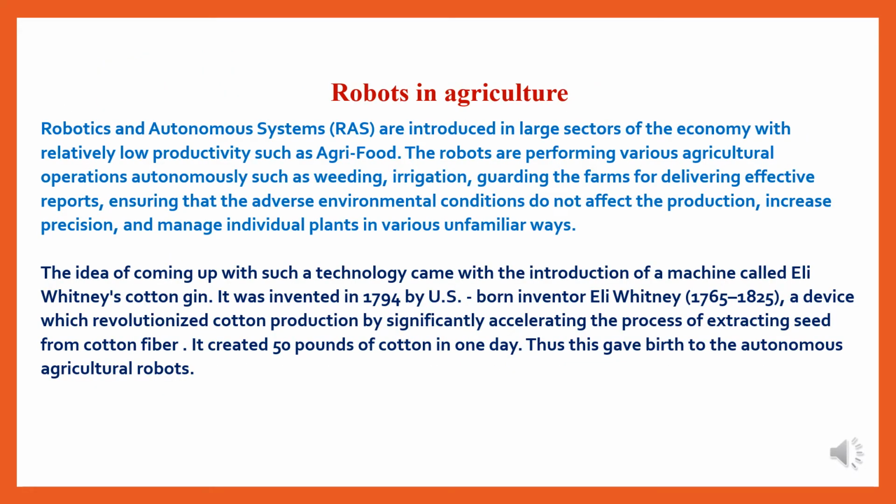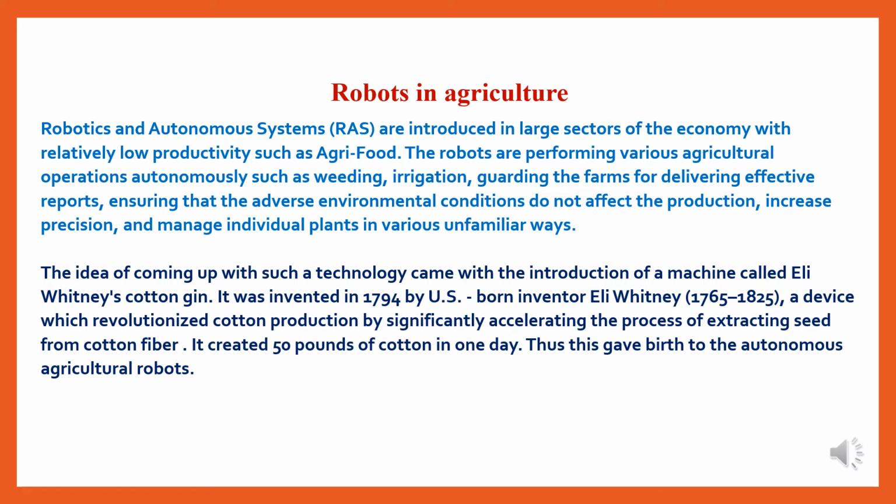Use of robots in agriculture. Robotics and autonomous systems (RAS) are introduced in large sectors of the economy with relatively low productivity such as agri-food. The robots are performing various agriculture operations autonomously such as weeding, irrigation, guarding the farm for delivering effective reports, ensuring that the adverse environmental conditions do not affect the production, increasing precision and managing individual plants in various unfamiliar ways.